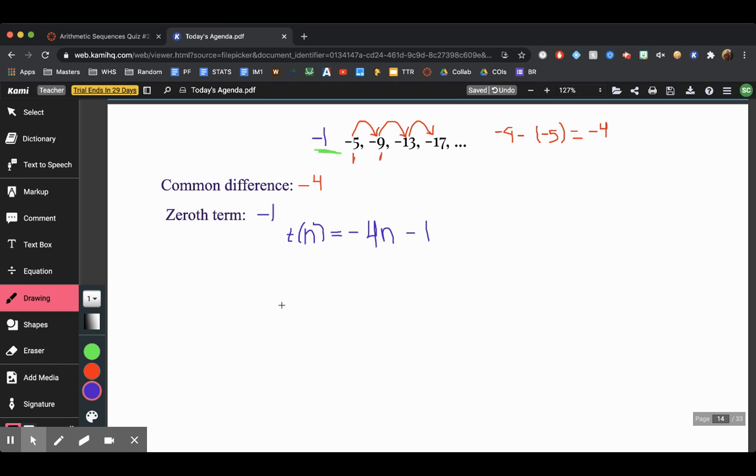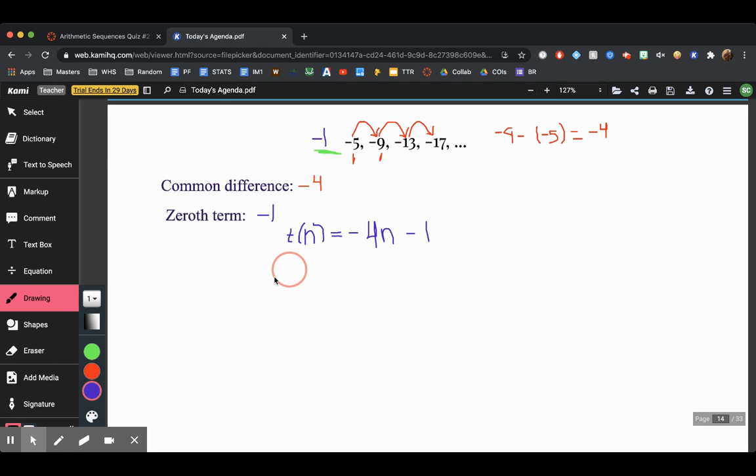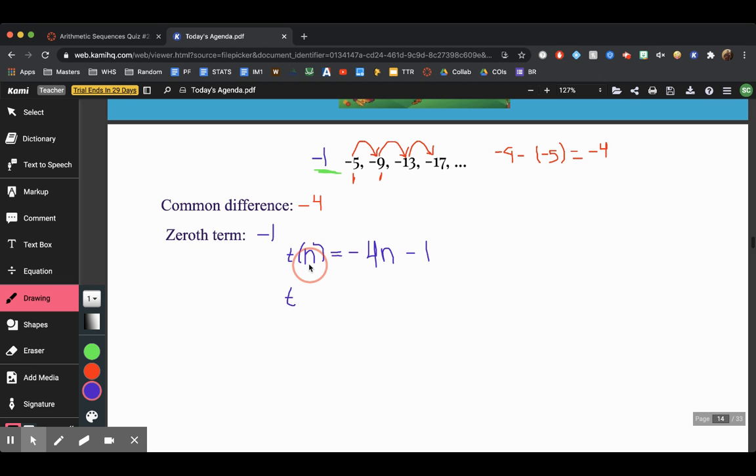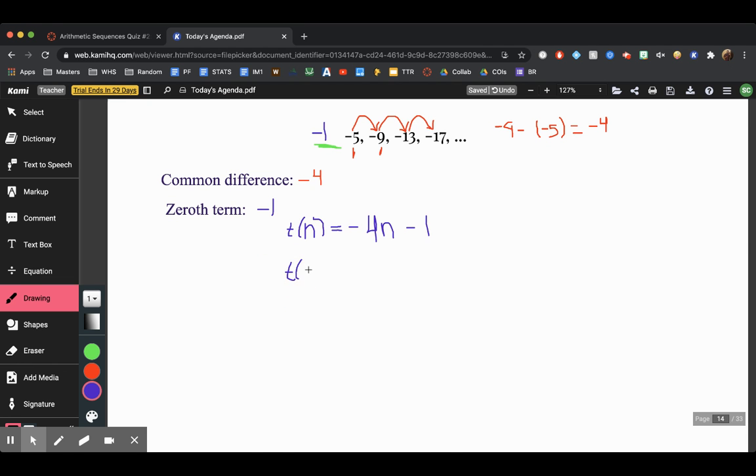So if there's a question that's asking me to find the 150th term or the 50th term, then I would do T of 50, put the whole thing on the calculator, and I will get the value for the 50th term.